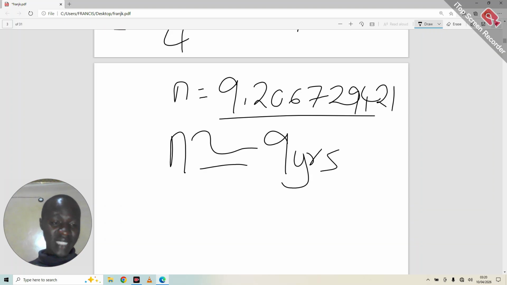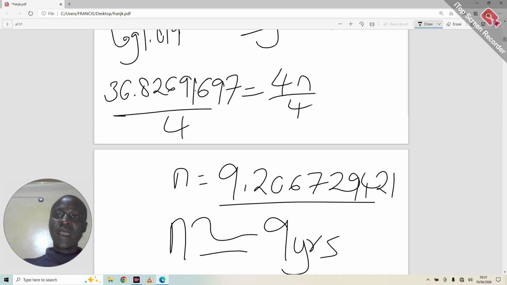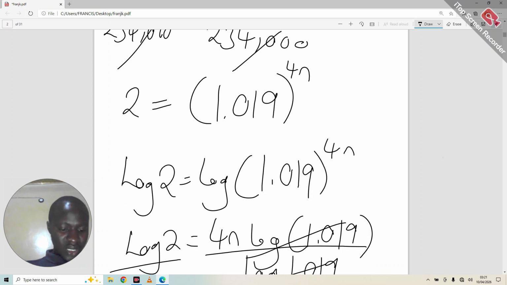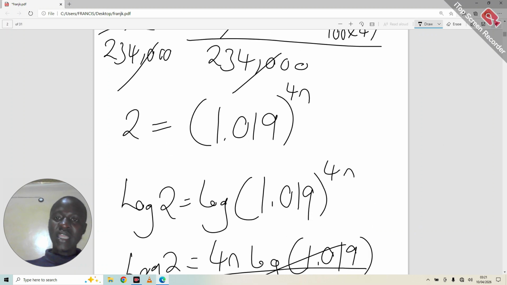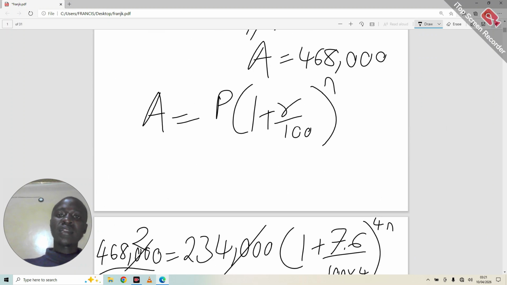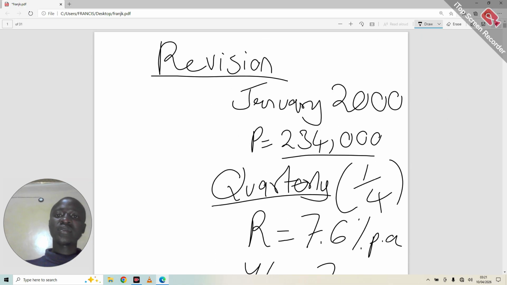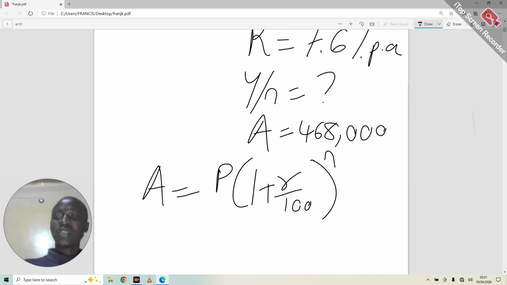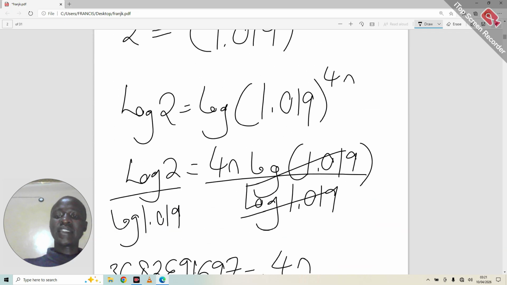But the question asks, during which year? Was it 2011? Was it 2012? Was it 2013? So which year was the amount first deposited in the account? That was January 2000. So January 2000, add 9 years.